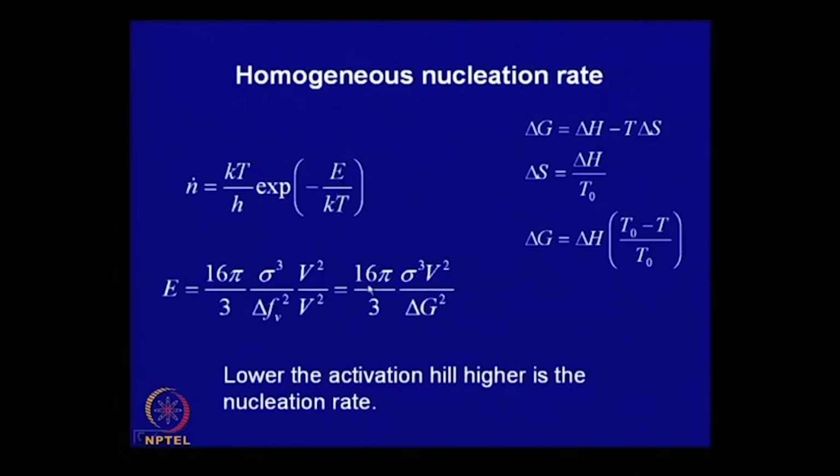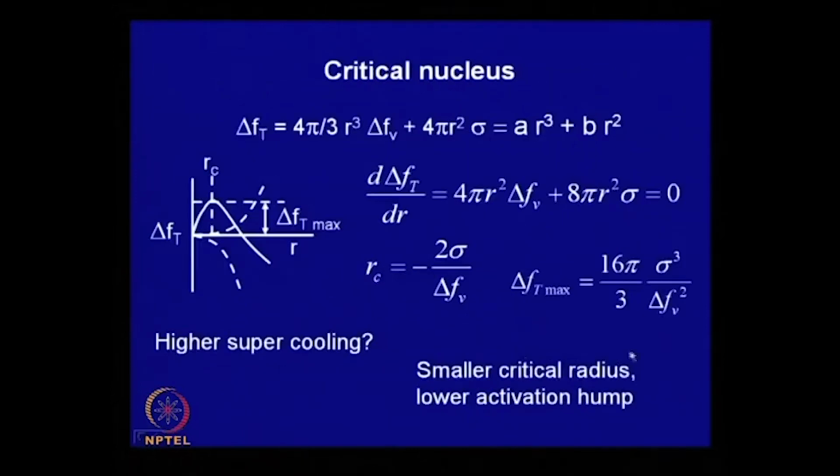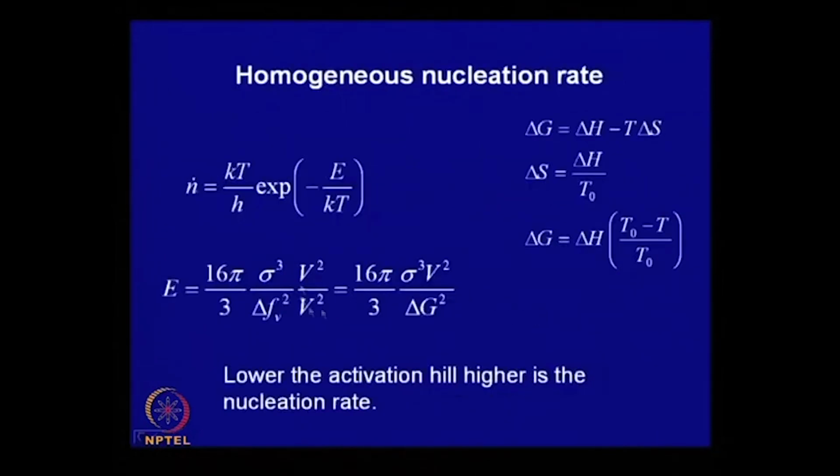Here, the energy of transformation means you go back to the previous expression and substitute it over there. In this expression, all these are in molar quantities. So, to find this energy, you multiply the numerator and denominator by V square, where V is the molar volume, and then you get the molar free energy of transformation. So, basically you can see more clearly that the lower the activation hill, the higher is the nucleation rate and the finer is the structure.